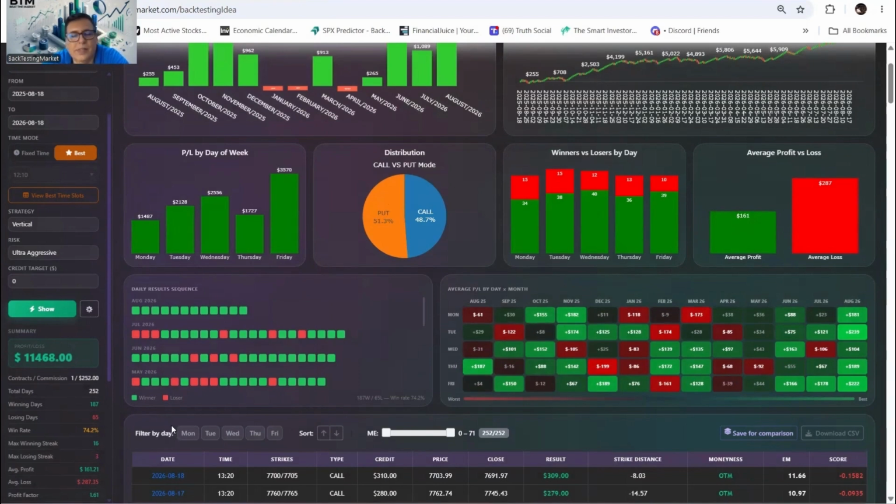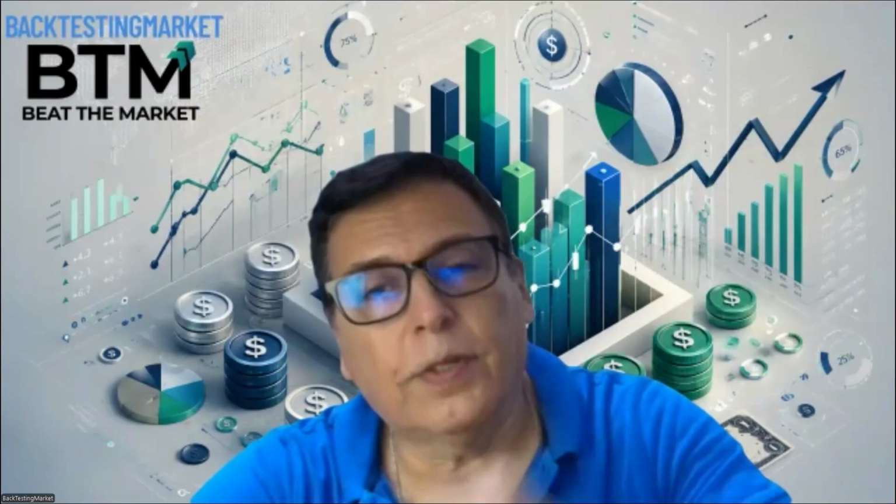This is so amazing. I have been trading since 1999. And if someone showed me a tool that gives you a win rate of 55%, I was going to buy it easily. I was going to become a member very easily. But here you have a very powerful tool. This is Backtesting Market, BTM.